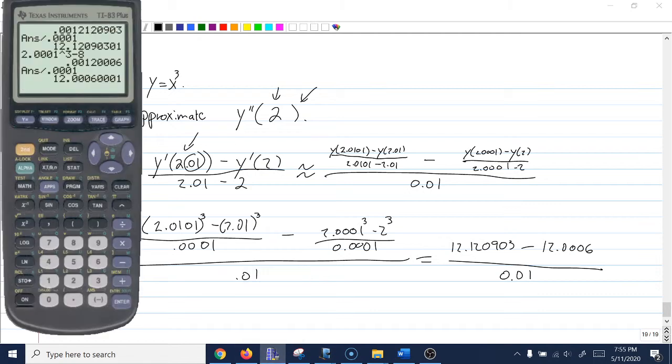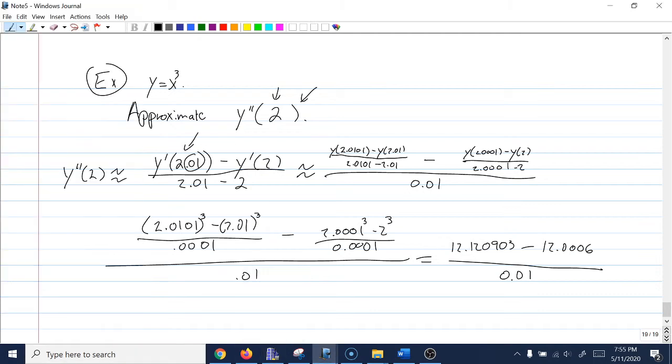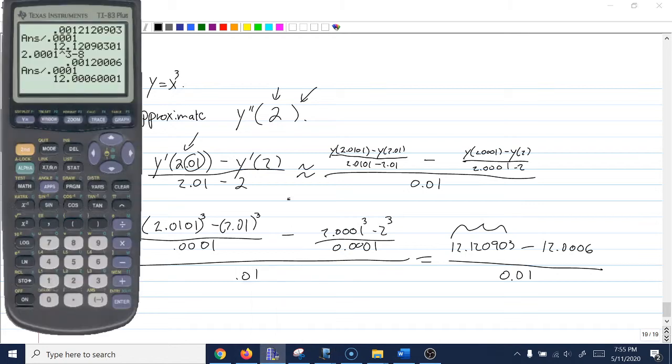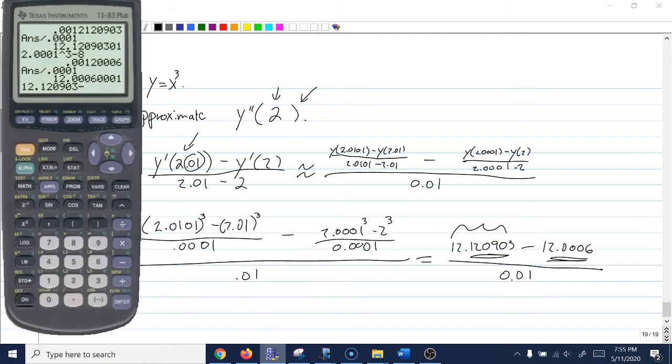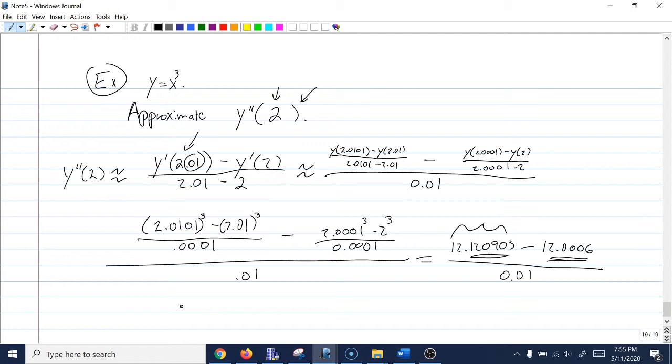Okay, I've done a really bad thing, which is write down this number here. In general, you don't want to do this, but I don't remember how to get my calculator to put all this stuff in memory. So 12.120903 minus 12.0006. It's good that I've written down enough that I can see some digits where these things are different, so I am getting something somewhat meaningful here. Divide all of this by 0.01. I'm getting a number very close to 12.